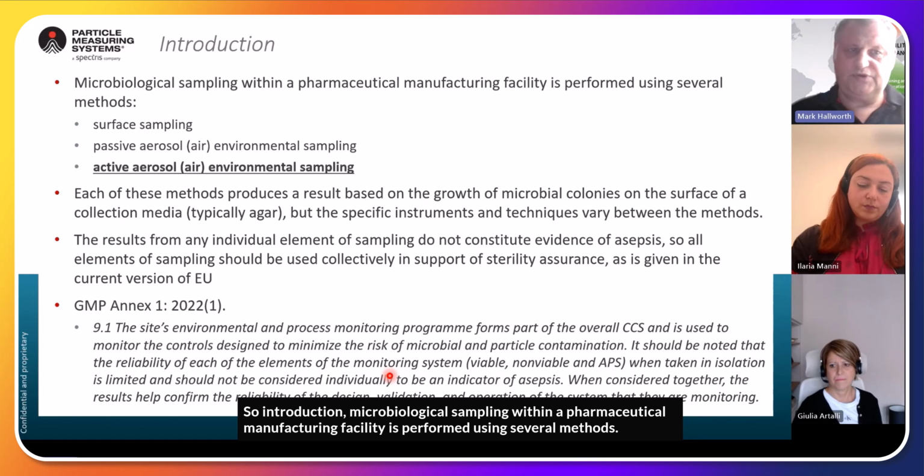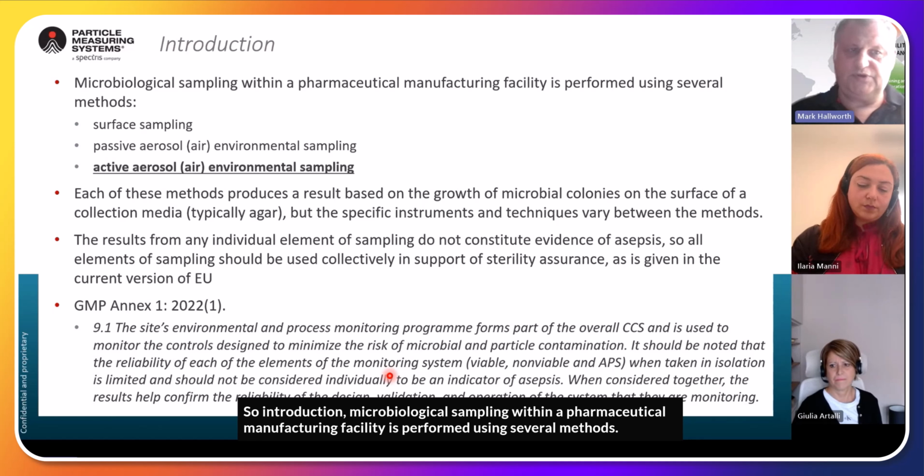Now, Annex 1 is pretty specific when it says that the results from any individual element do not constitute evidence of asepsis. And so all of the elements in sampling should be used collectively in support of sterility assurance, and it's given in the current version. So it says it should be noted that the reliability of each of those elements of a monitoring system, viable, non-viable, and APFs, when taken in isolation, is limited. So this is one where you don't focus on one aspect.